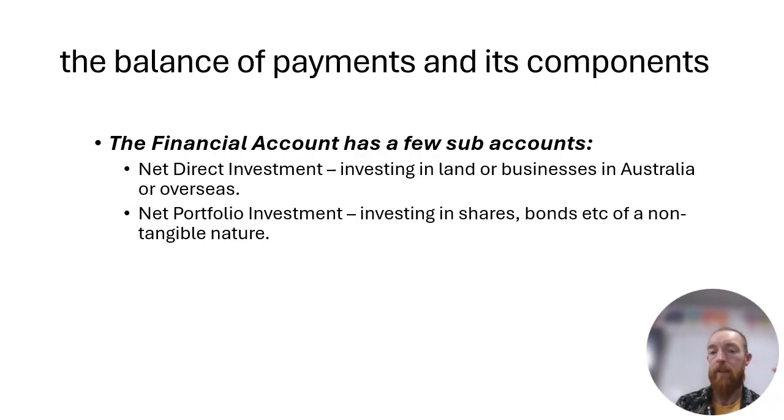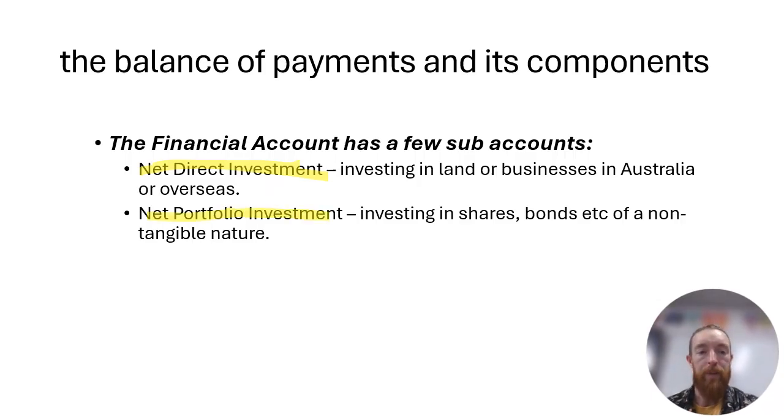Then we've got the financial account, which is mainly about investment and has a few sub-accounts. You don't technically need to know these sub-accounts. They're not listed in the study design, but they're great to show strong understanding of what happens in the financial account. So we've got net direct investment, which is investing in land or businesses in Australia or overseas. If an overseas company is investing in Australia, that's a credit. If Australians are investing overseas, that is a debit because in the short term, the money is leaving the country.